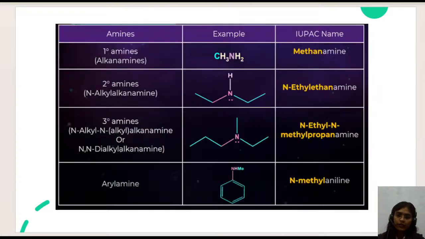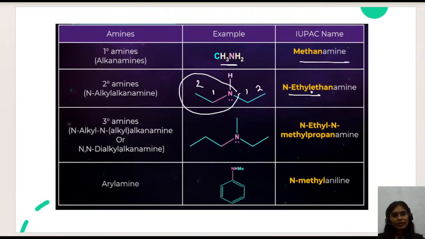Now how about the IUPAC name? If we have a straight chain, we have to give priority. For example, in this case this is methanamine in IUPAC. In this case, if you're counting the carbons, one carbon, two carbons, one goes with the N, so it becomes N-ethyl, and the other becomes ethanamine. So N-ethyl ethanamine. And in this case, on this side there are 1 and 2 carbons, here only 1 carbon, and here 1, 2, and 3. Out of all three, this is my parent chain, because there are 3 carbons present.